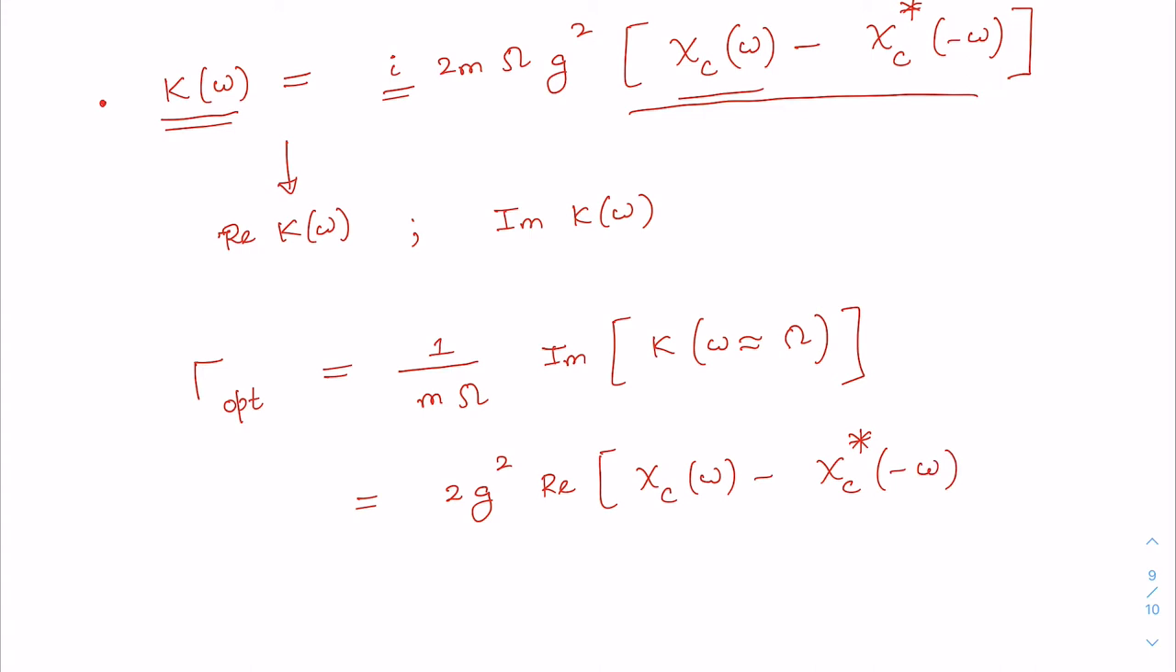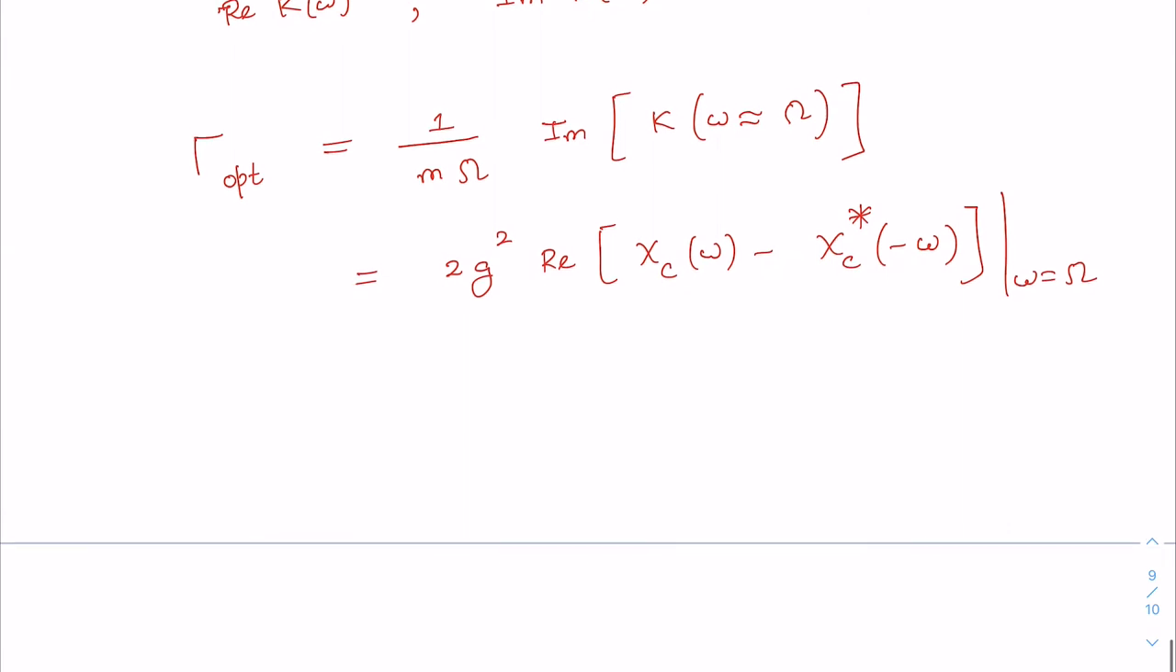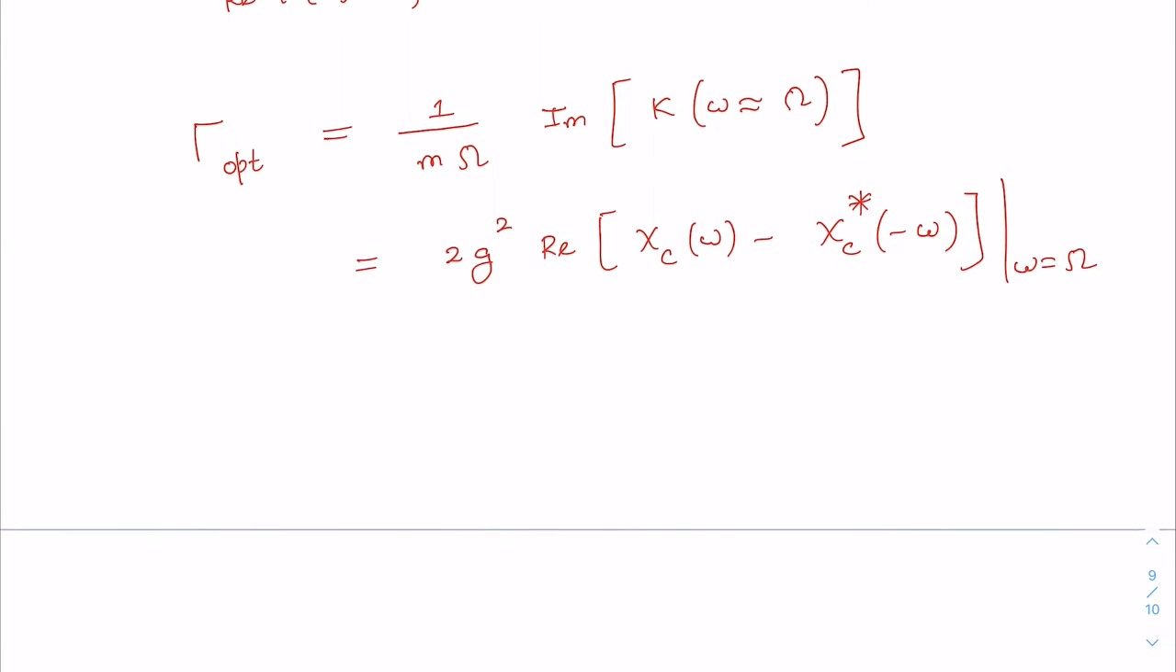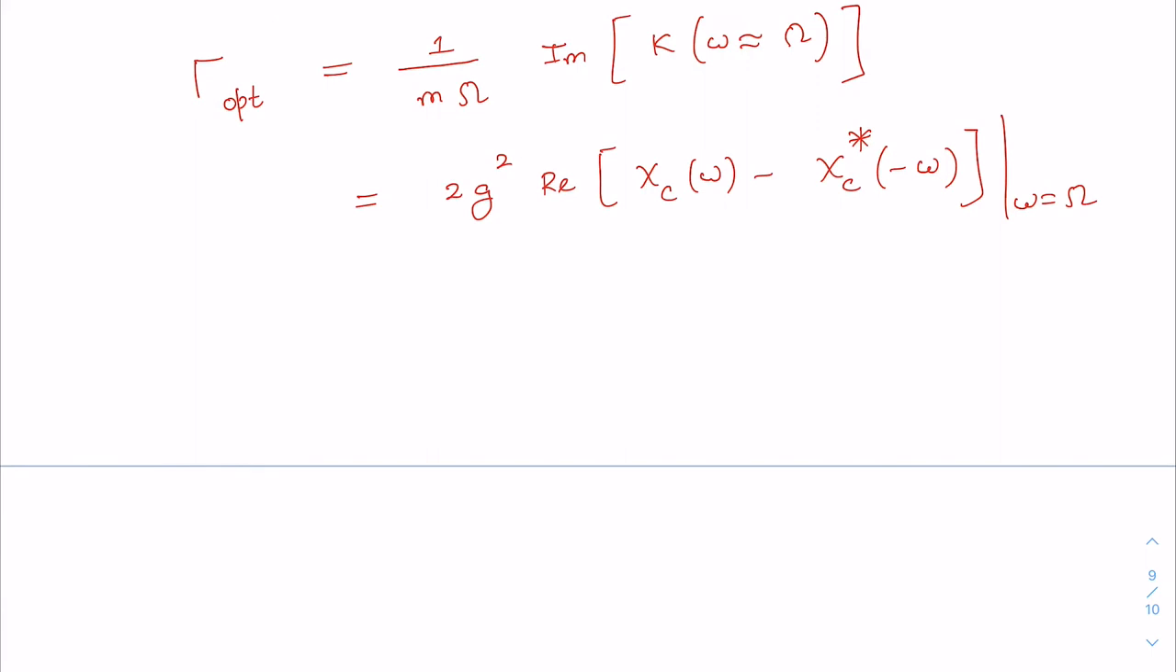In fact, of course, we have to take omega is equal to capital omega. If we do that, and this is simple algebra, I urge you to do it, otherwise we'll do it in the problem solving session, you will get the expression for the optomechanical damping parameter as this one. This would be z square kappa, and a very nice expression you will get by simple algebra.